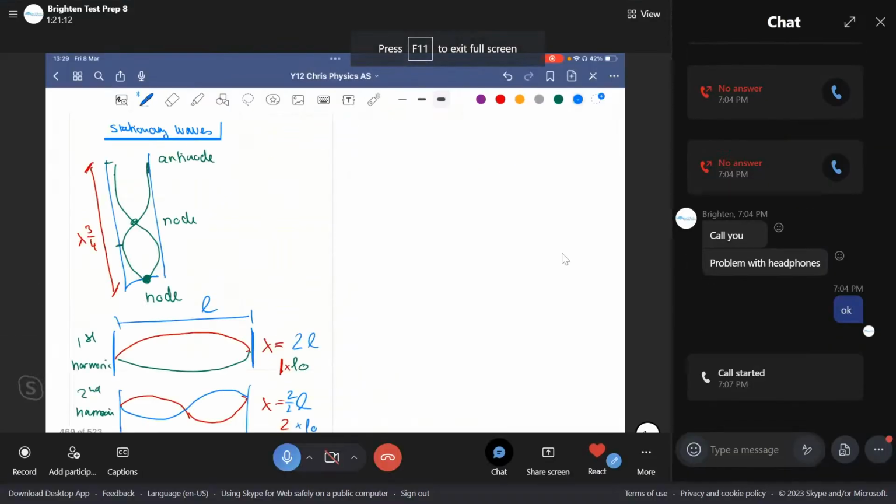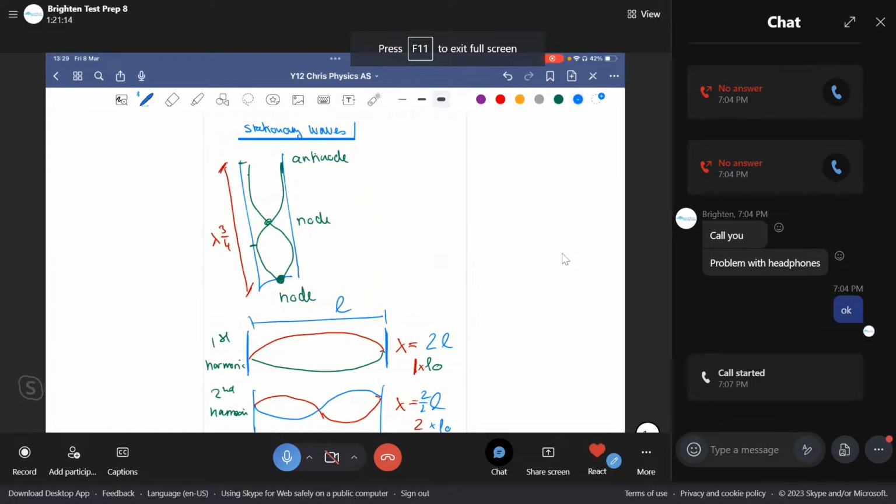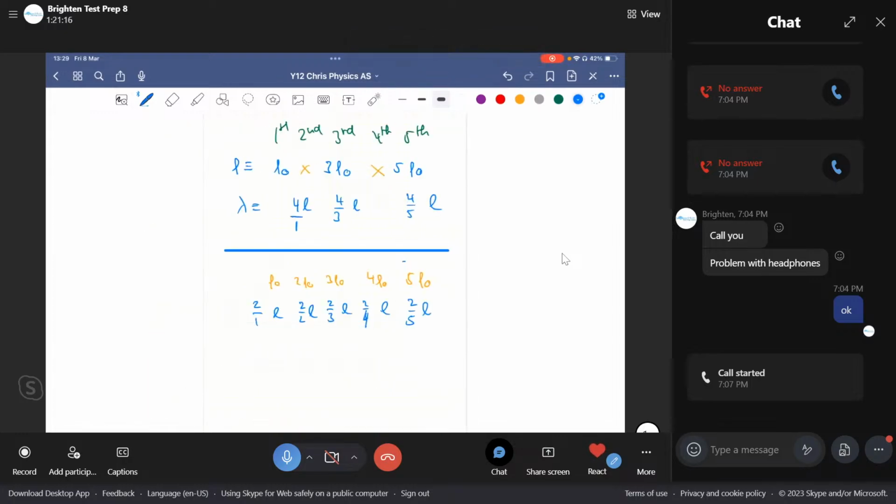Okay, Chris? Yeah. So you see, the starting points are different. In other words, obviously the wavelength is double, which like you said here, 4L divided by compared to 2L. And then of course it just continues accordingly.